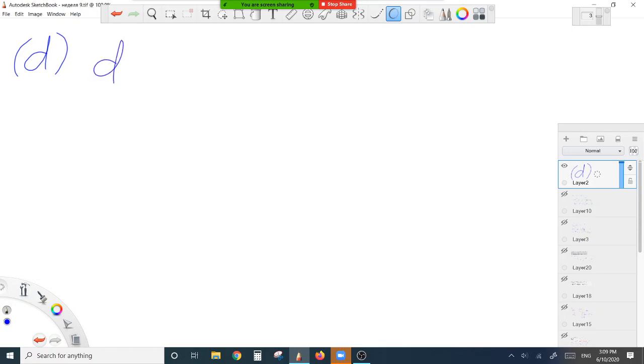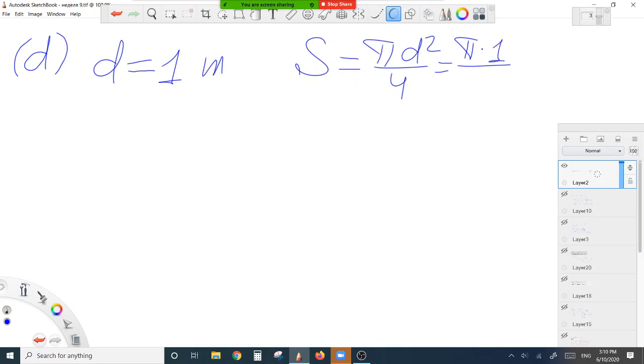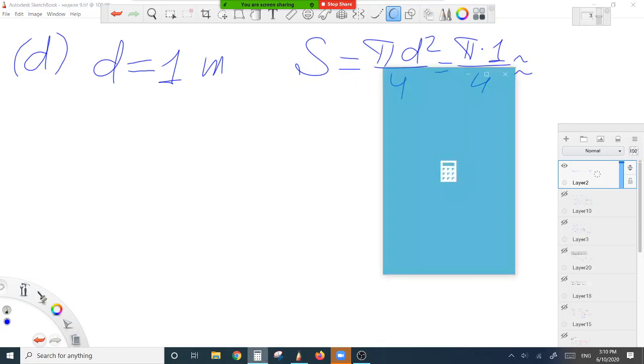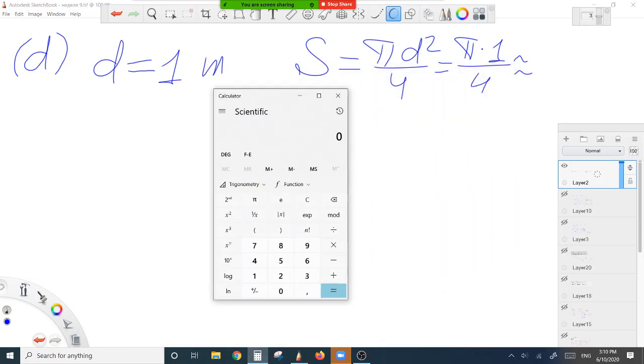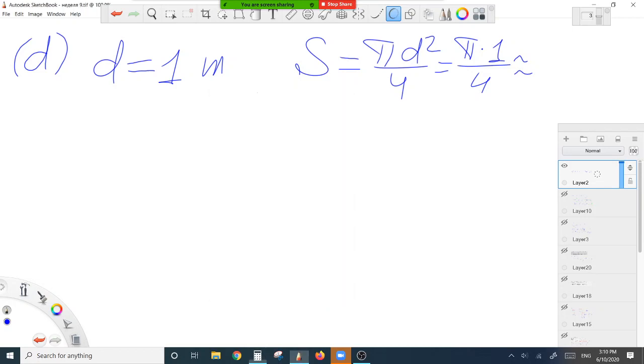So we have a dish with a diameter of 1 meter, and correspondingly the surface will be pi D squared over 4, and is equal to pi multiplied by 1 over 4, approximately 0.7854 meter squared.